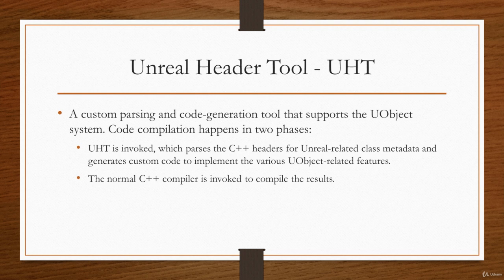So basically it's going to go through and analyze those C++ headers. And based on what it finds, it's going to generate custom code to, again, implement UObject features. Once it has generated all of that code, so again, we have these macros that you basically swap out for custom code as well. So all of that happens, and then again, the compiler is invoked to compile all of your results.